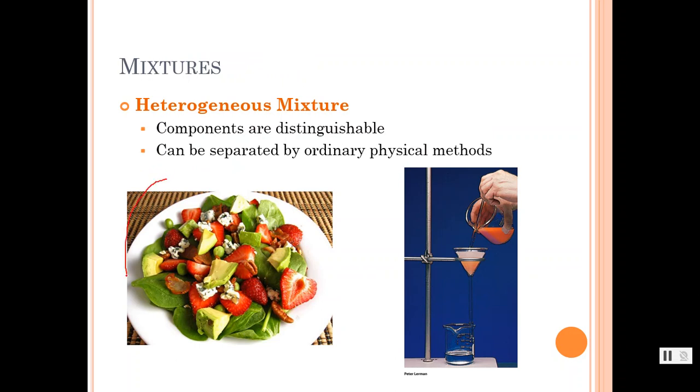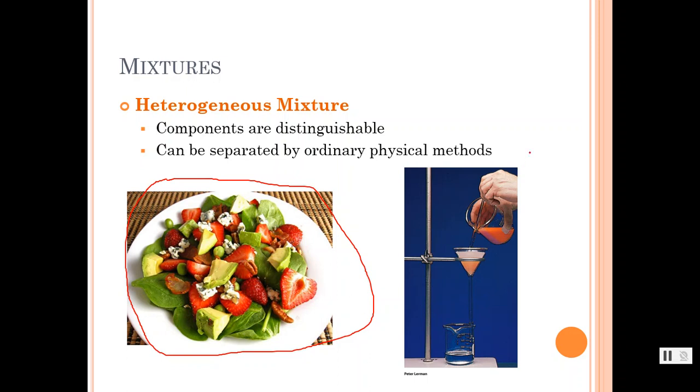The salad looks really good. Maybe I'll make a salad dressing for this salad, but that salad is an example of a heterogeneous mixture. The components are easily distinguishable. I can easily pick out those avocados that my son doesn't like for him to have the salad.